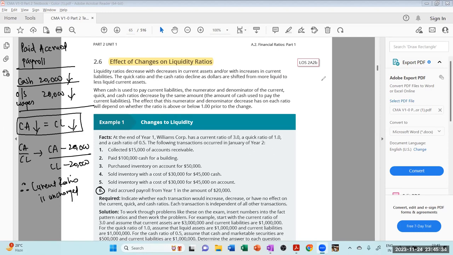Actually, guys, we have made a major blunder in this question. We have ignored this 3. We have ignored this 1. We have ignored this 0.5. This is a major blunder I have made while teaching you.